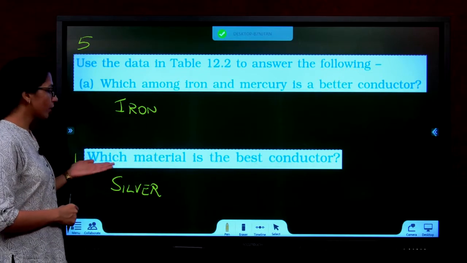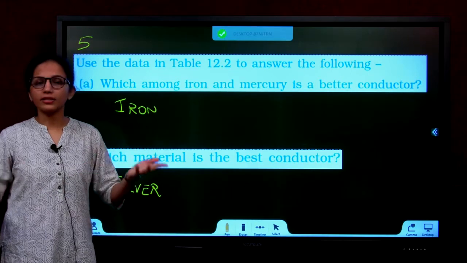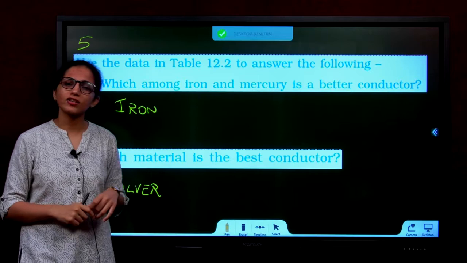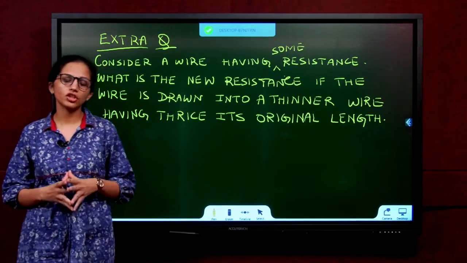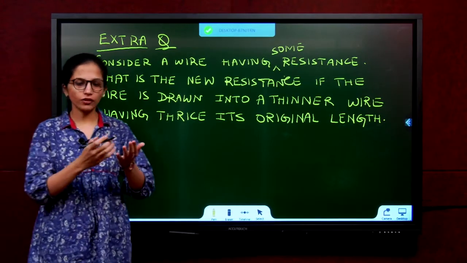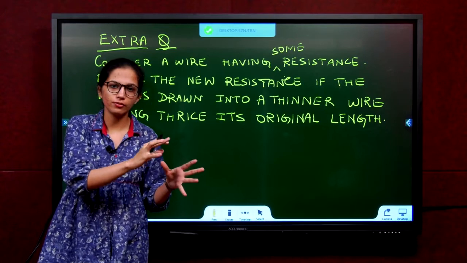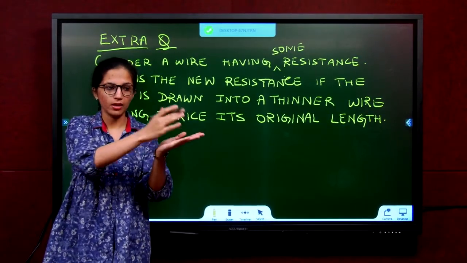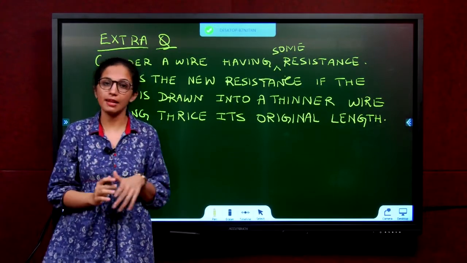Next question, which material is the best conductor? Best conductor means lowest resistance because current should easily flow. Look at the table and see who has the lowest resistivity. The answer is silver. So in the previous section we learned that if you take a wire and you double it on itself, area becomes 2A and the length becomes half, L by 2. So if you triple, area becomes 3A, length becomes L by 3.